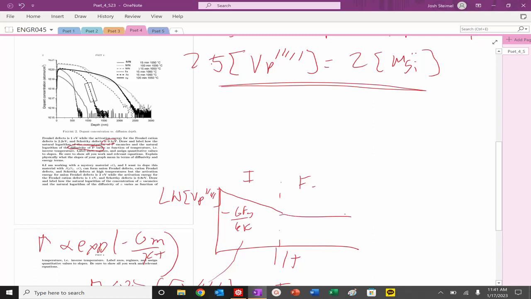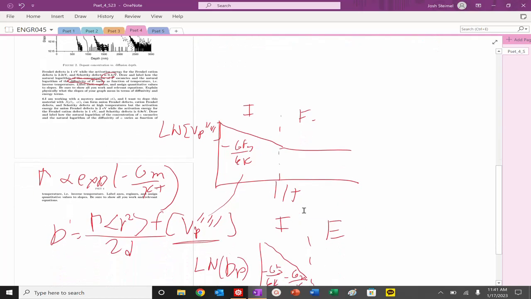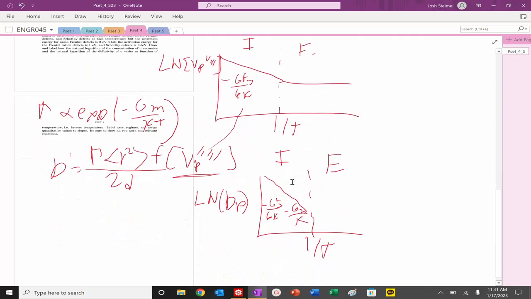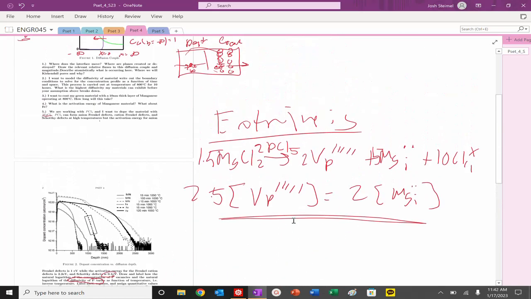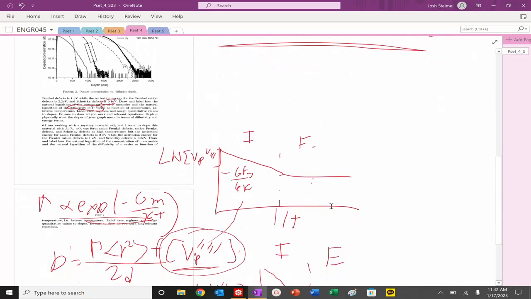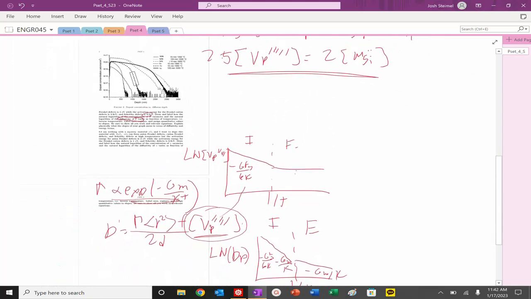And actually the value would just be the natural log of this. So there's going to be no temperature dependence here. But when we look at the extrinsic regime and we look at diffusivity, this will be flat. Here, no temperature dependence, but we still have this here. So I'm still going to have a slope of G migration over K. That's it. So we're going to follow a very similar path for the next problem right now.